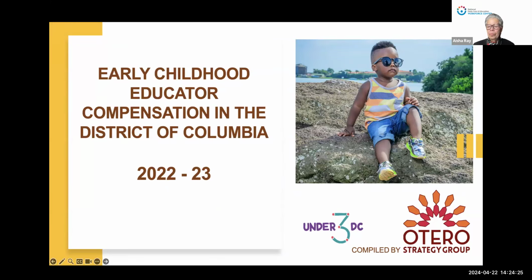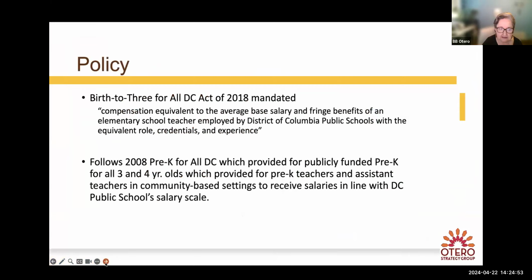Thank you, Aisha, very much, and welcome everybody. I'm very excited to share this information because we have worked for 10 years at least trying to get to where we are in the District of Columbia. So I hope that this is helpful, and it's very much in line with a lot of what Aisha has just reviewed with you. We passed a piece of legislation called the Birth to 3 legislation in 2018, focusing on infants and toddlers in particular, and the infant and toddler workforce in particular.